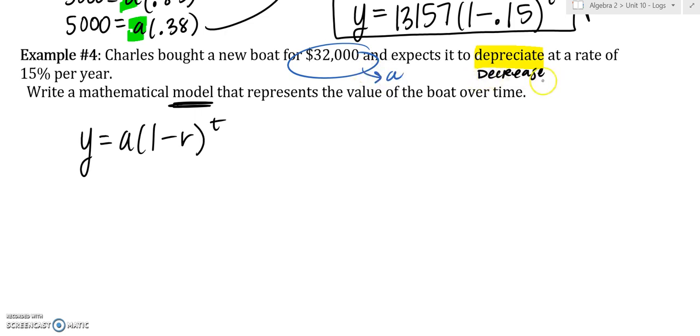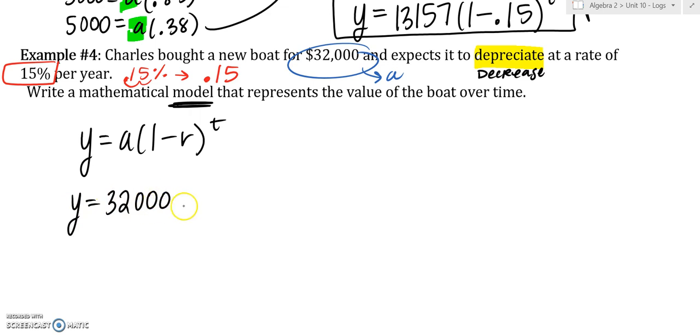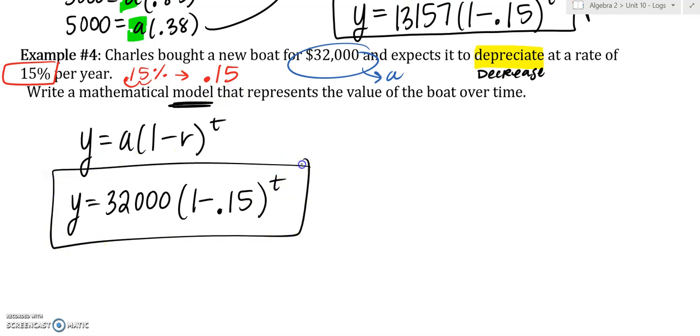It is decreasing, going down at a rate of 15%. 15% down, decimal 0.15. Okay, plug in what I know. I have y equals A, which is 32,000, times 1 minus R, we just figured out R is 0.15. And then to the t power, because it's saying, just write a model. Here's my model.